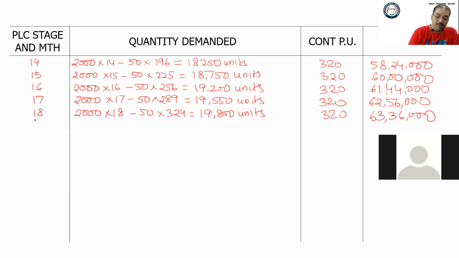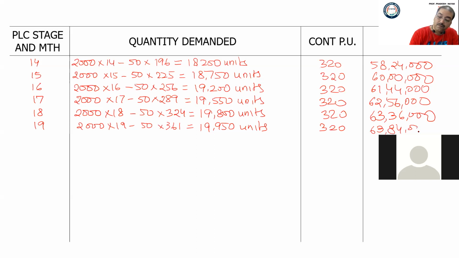Okay. 19th month. 2000 into 19 minus 50 into 19 square is 361. 19,950 units at 320. 63,84,000. Got it?